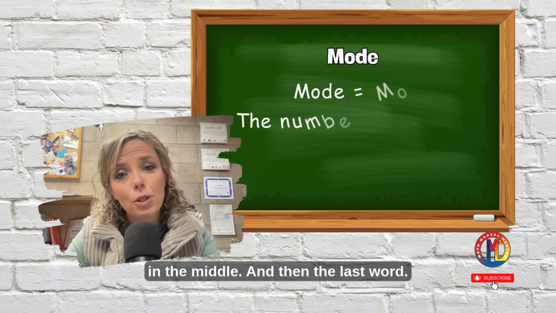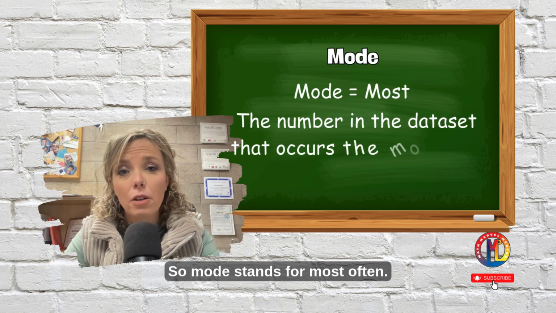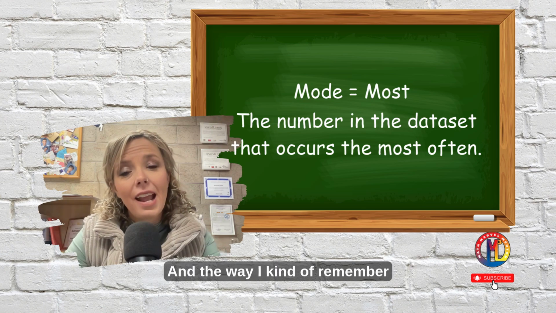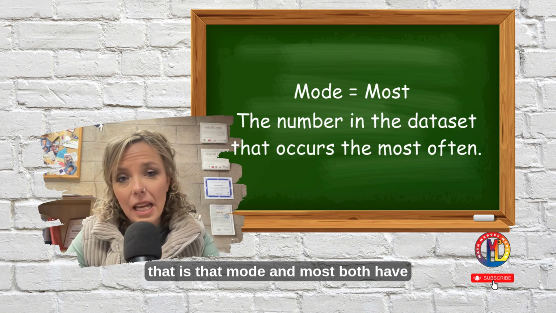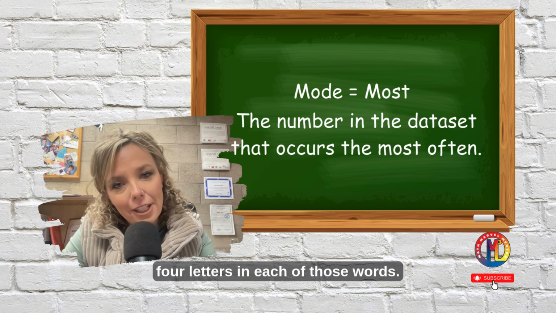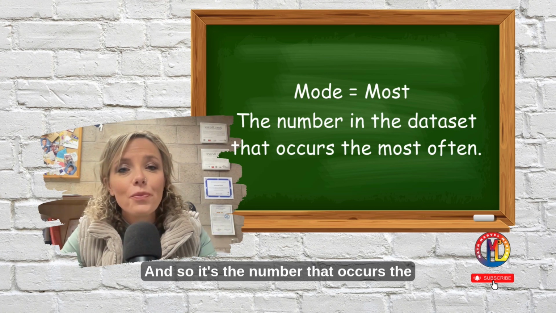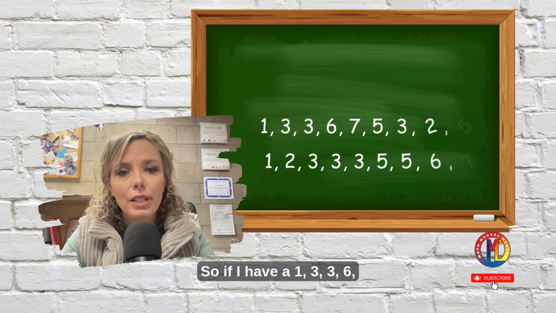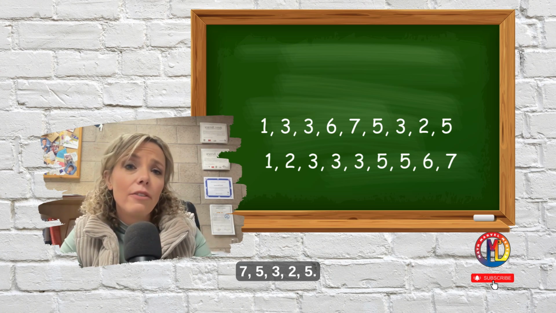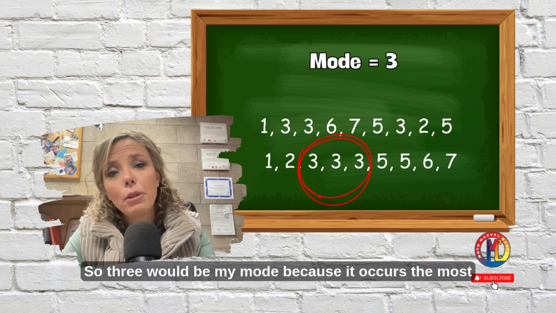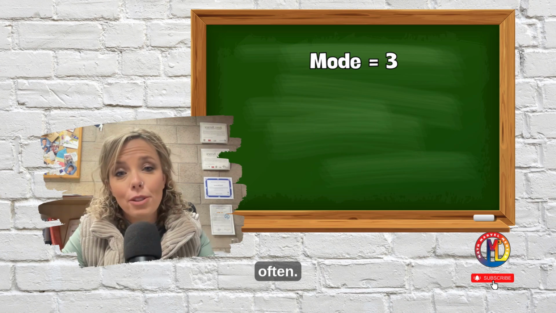And then the last word, mode, stands for most often. It's the number that you see most often. The way I kind of remember that is that mode and most both have 4 letters in each of those words. So it's the number that occurs the most often. If I have 1, 3, 3, 6, 7, 5, 3, 2, 5, I have 3 threes, so 3 would be my mode because it occurs the most often.